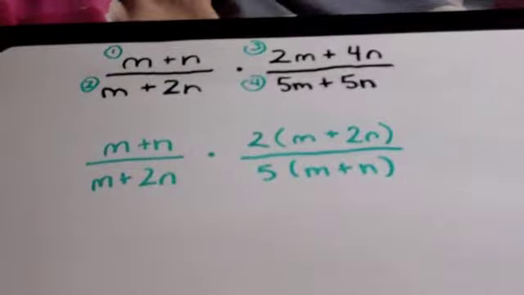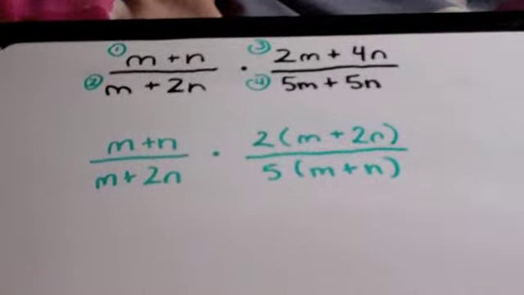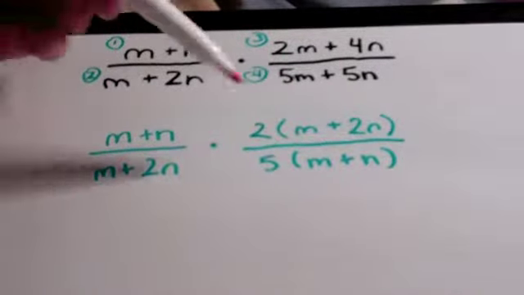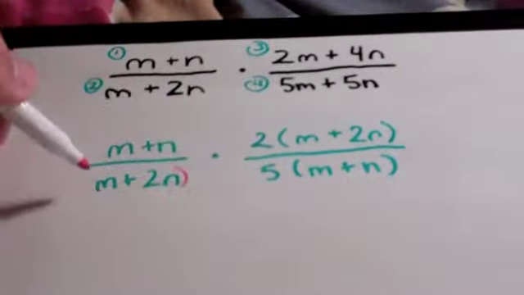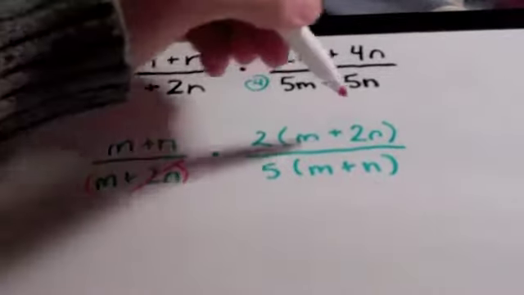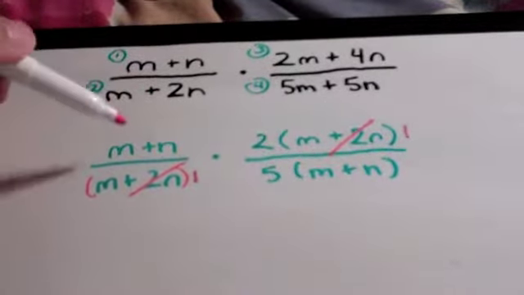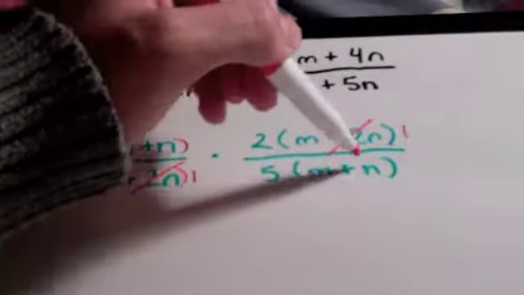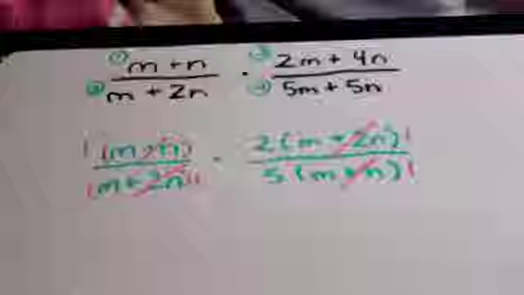And now our next step is going to be to see what things can we cancel off. So I look at my diagonals first, which is a habit of mine. So over here we have m plus 2n, and over here we have m plus 2n. So we can cancel these two off, put 1s. And over here we've got an m plus n, and over here we've got an m plus n, so we can cancel these off and replace them with 1s.